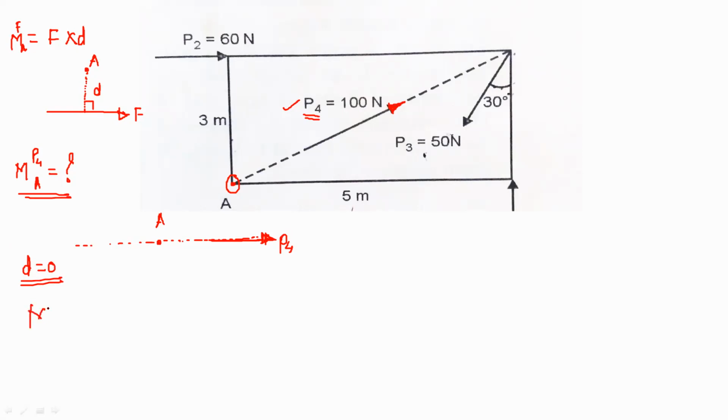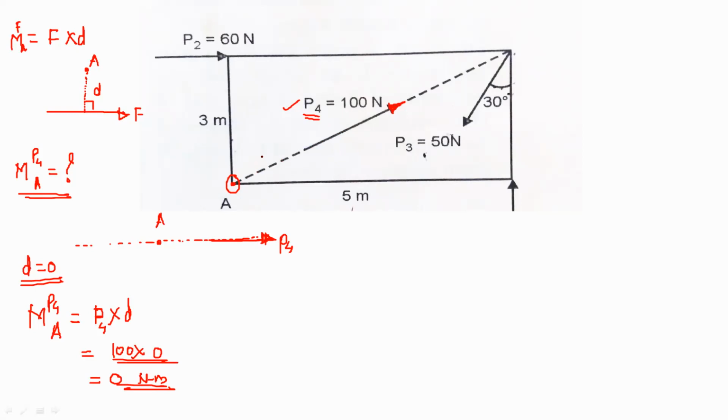Therefore, when we write the equation, moment by P4 about the point A, we will write P4 into perpendicular distance D. P4 is 100 Newton, but D is 0, and that is why your moment is 0. So it is 0 Newton meter. I hope this point is clear. If any force or its line of action is directly passing through the given point, then the moment about that point will be 0. In that case, we will not resolve the force. Just observe the line of action.